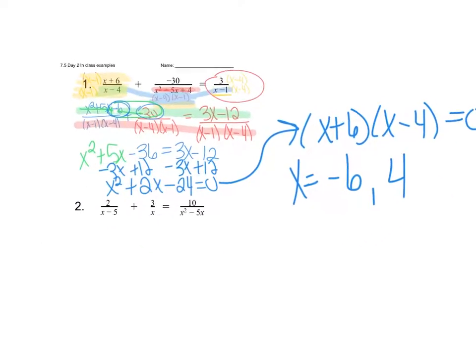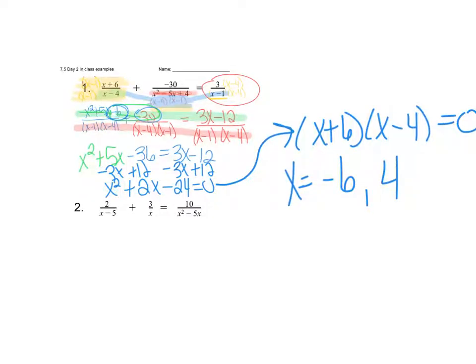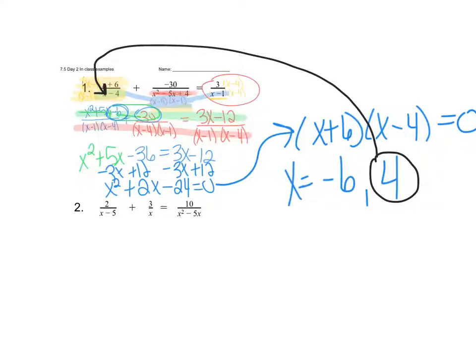However, I didn't stress this yesterday when we were doing cross products, but let's not forget we do have variables in the denominator, and remember the rule, you cannot have a denominator of 0. So if I put either negative 6 or 4 back into my original equation, it cannot make the denominator 0. Negative 6 is fine. That does not make the denominator 0 anywhere. However, if I put 4 back into the denominator here, 4 minus 4 is 0, which we can't have. So that would be an extraneous solution, and we would only have one answer. Okay?